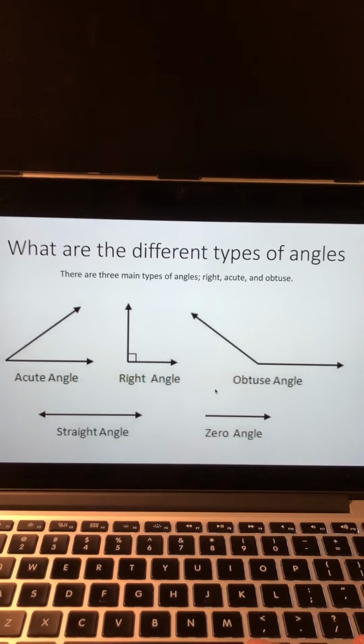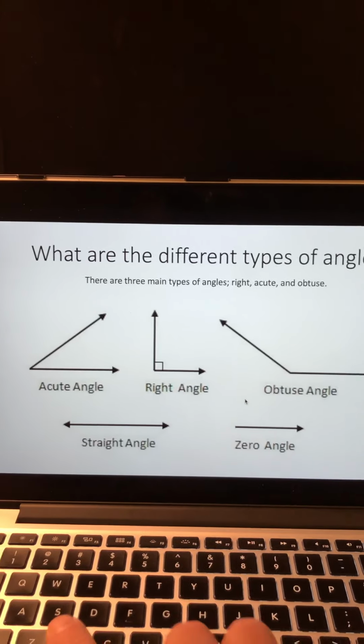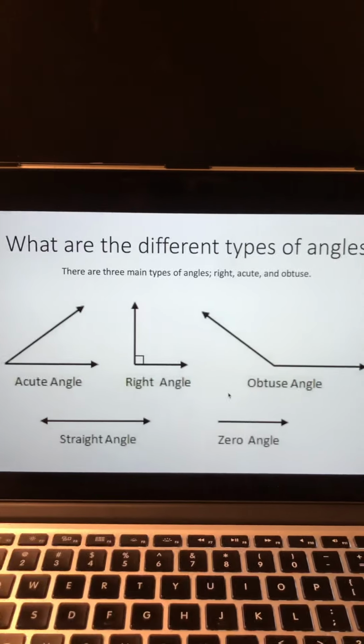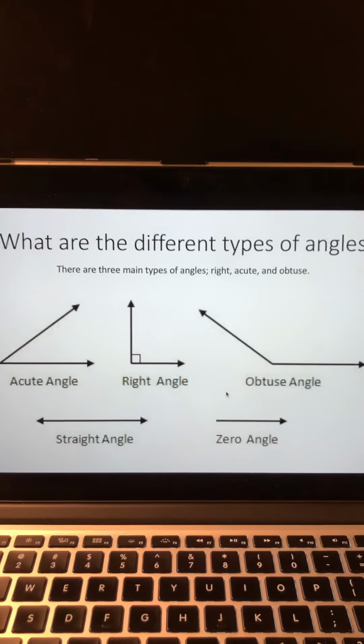So here are three main types of angles, although I included two other ones, our straight angle, as you can see on the bottom, and our zero angle. But the main ones we will be working with are the acute angle, right angle, and obtuse angle.